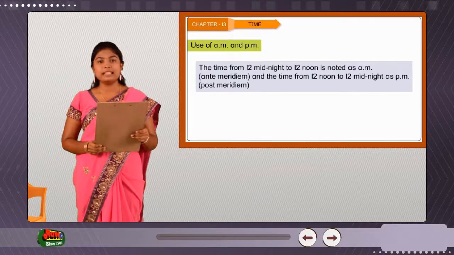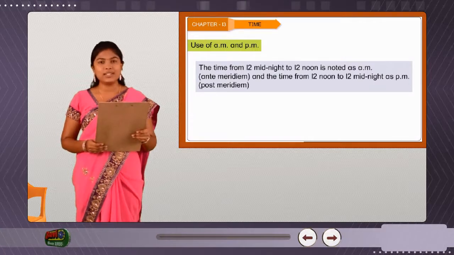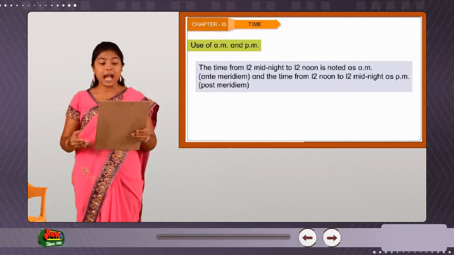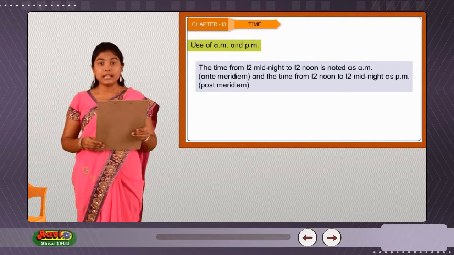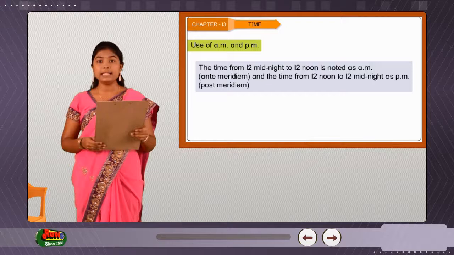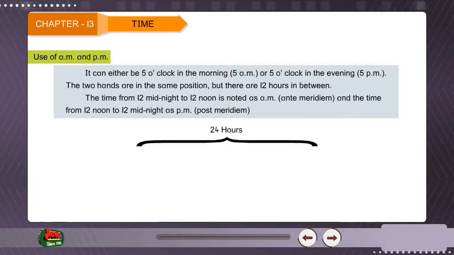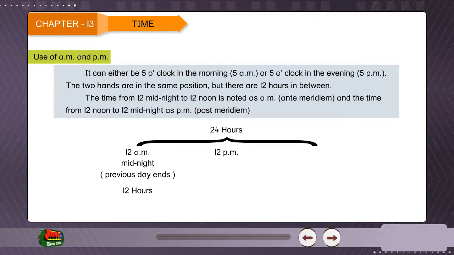The time from 12 midnight to 12 noon is noted as AM, ante-meridiem, and the time from 12 noon to 12 midnight as PM, post-meridiem. 24 hours, 12 AM, midnight, previous day ends. 12 hours, 12 PM, noon. 12 AM, midnight, next day starts. 12 hours, today.